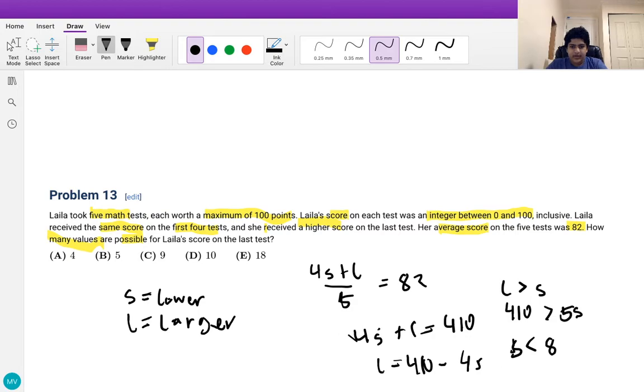Finally, our third inequality states that the score on each test is between 0 and 100 inclusive. So we know that 0 is less than S is less than 82, and we have S is less than L is less than 100. And this one's a less than or equal to.